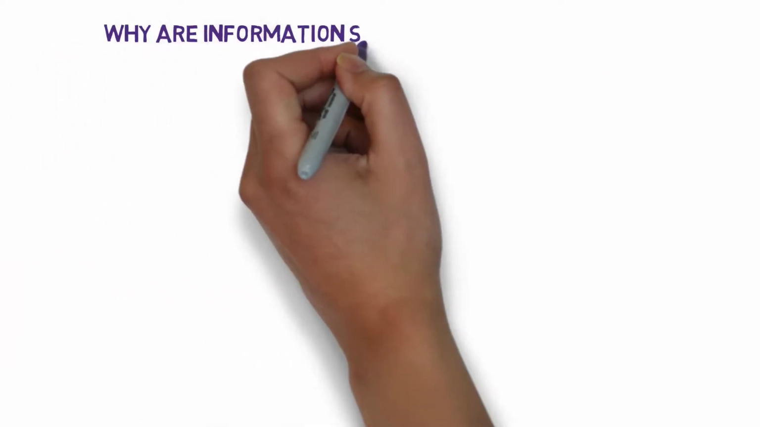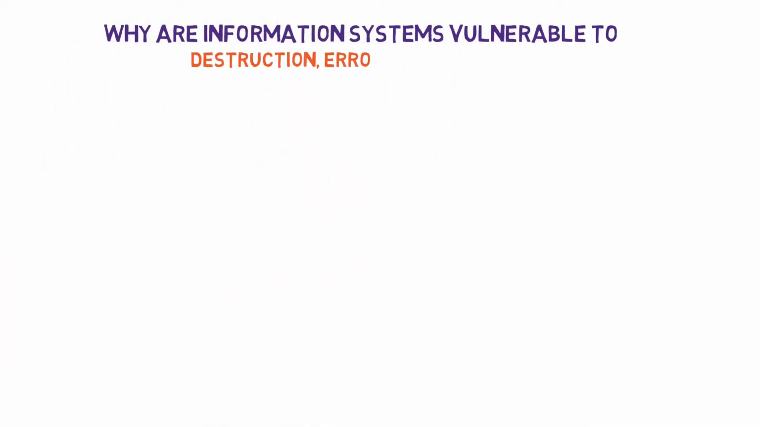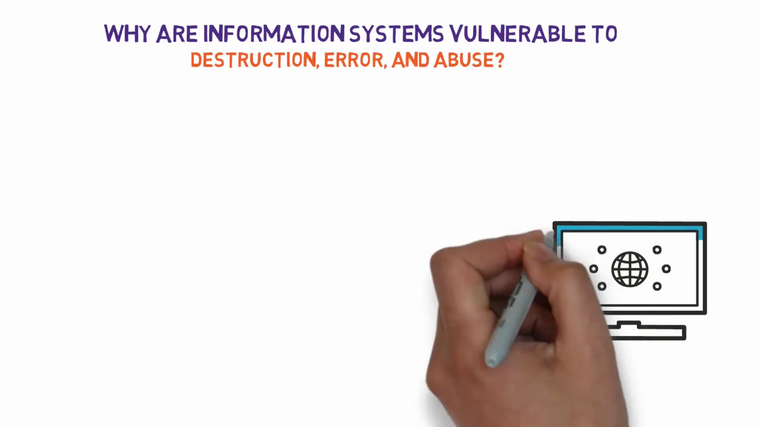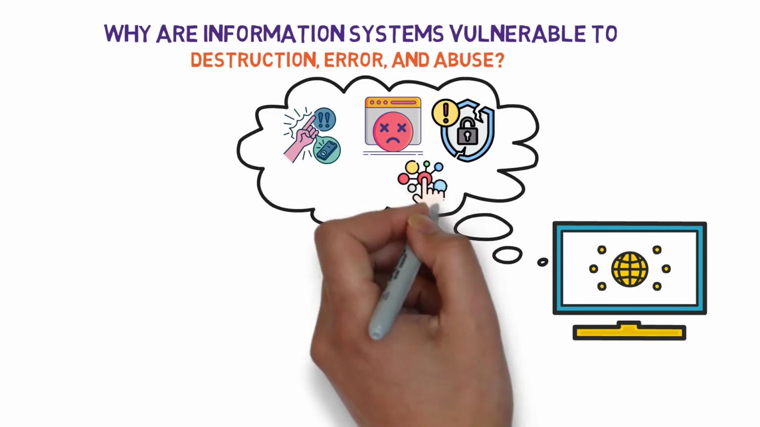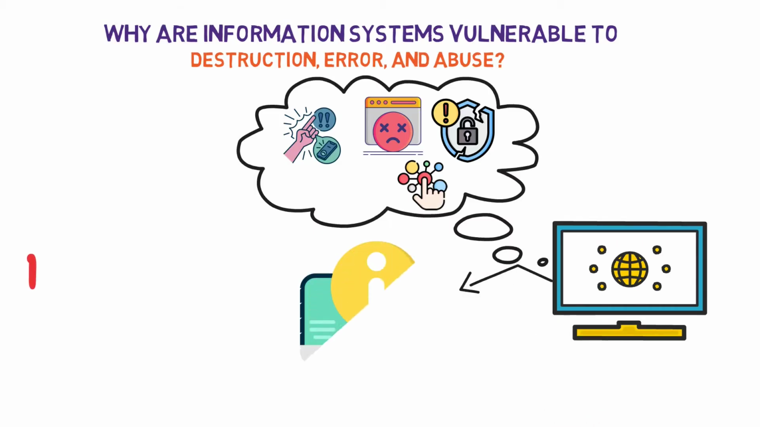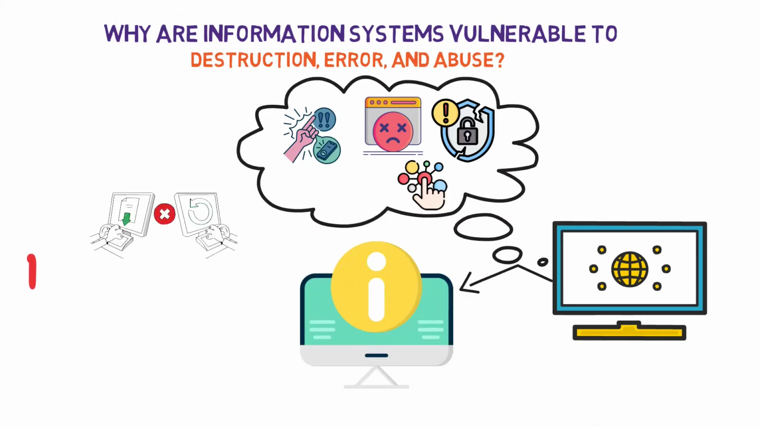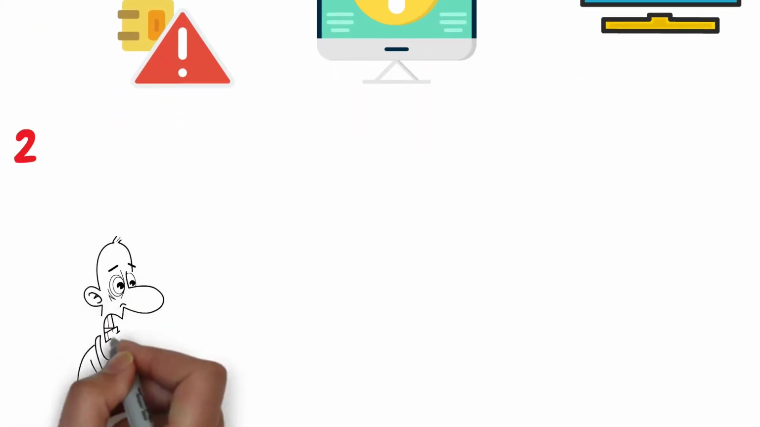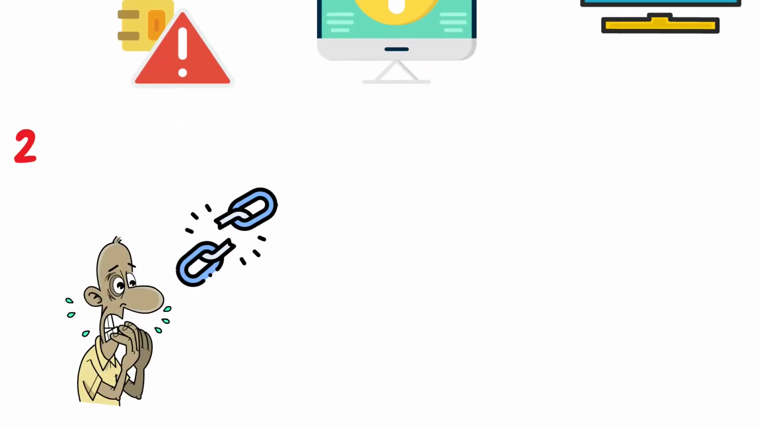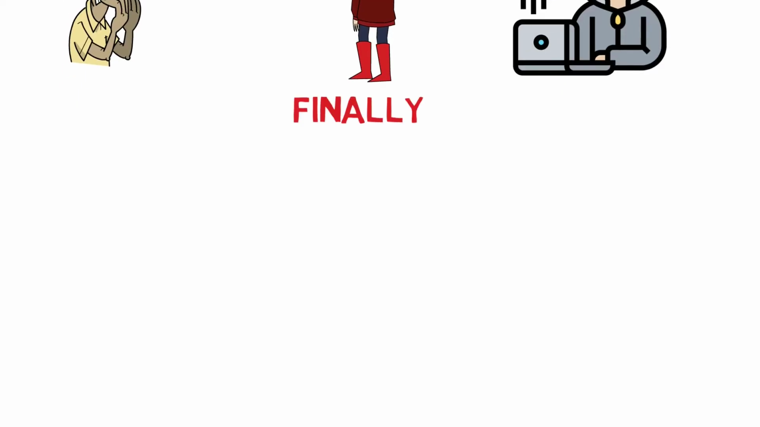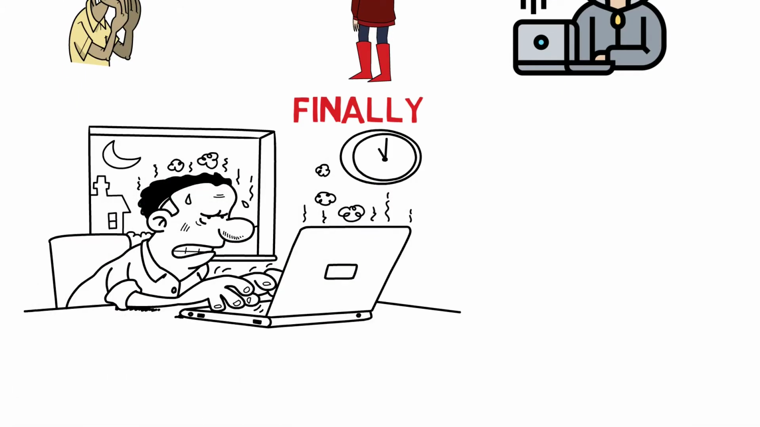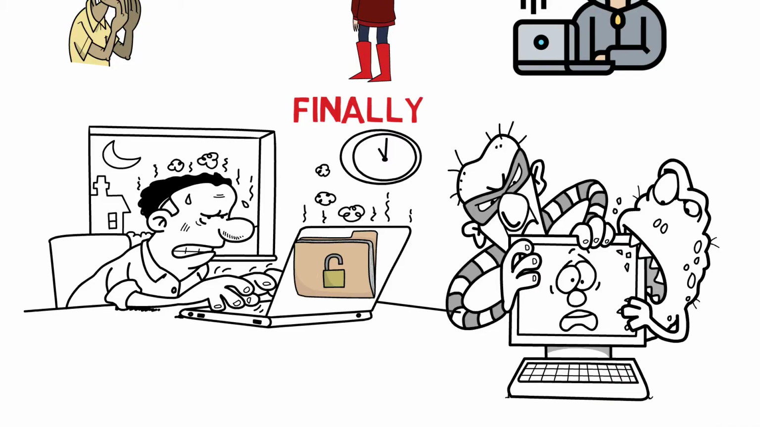Why are information systems vulnerable to destruction, error, and abuse? Information systems are vulnerable to destruction, error, and abuse for several reasons. First, information systems rely on technology that can fail or be vulnerable to attack. Second, humans are often the weakest link in information security, as they can make mistakes or be vulnerable to social engineering attacks. Finally, businesses often collect and store sensitive data, making them a target for cybercriminals.